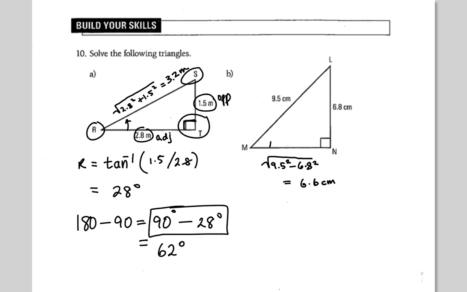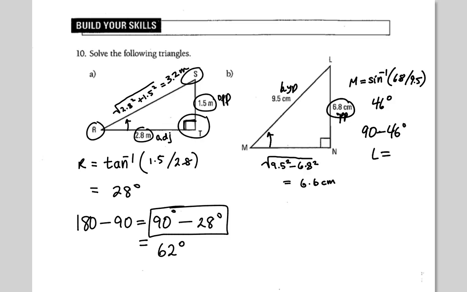And to find angle M here, I'll use second function sine because 6.8 is op and 9.5 is hyp. So 6.8 divided by 9.5 using second function sine, and I got 46 degrees after rounding. Subtract from 90 to get L, and L is 44. So there's L, and there's M.